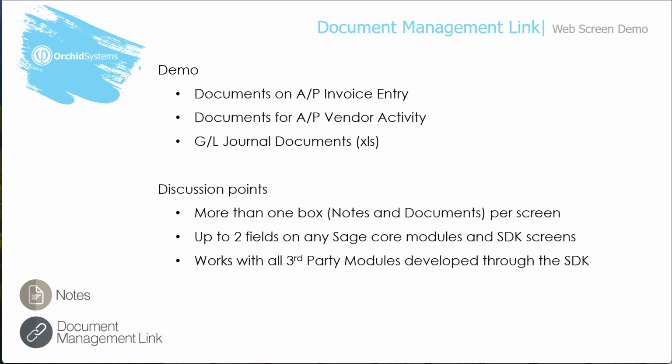You can have more than one box per screen, so that could be multiple types of documents. We've seen how we can show the individual invoice, but also all documents for a particular vendor. You can mix and match with notes as well. You can link documents to up to 2 fields.